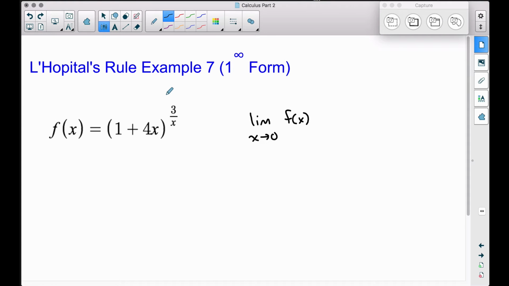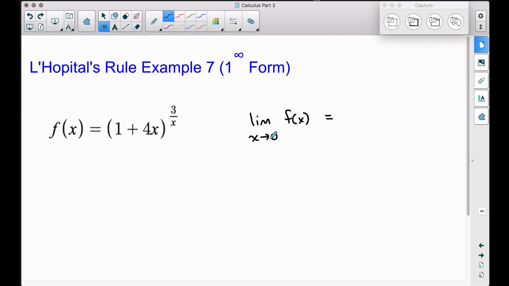In this video, we're going to look at L'Hopital's rule example 7, and this is the 1 to the infinity power form. A little bit tricky what we have to do here, but just follow along and hopefully this will make some sense by the end of this video. We have f of x equals some stuff raised to a power. And let's find the limit of f of x as x gets close to 0.